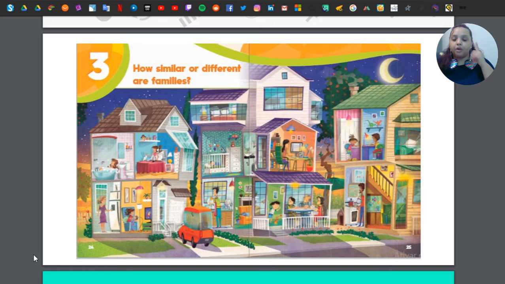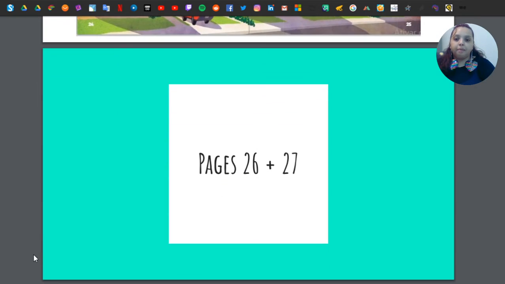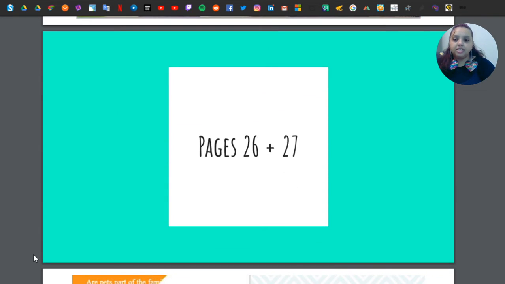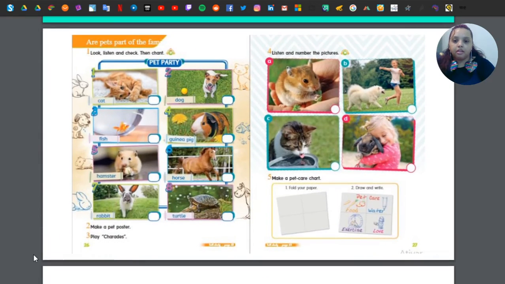This week, we are trying to answer one specific question. Are pets part of the family? Os nossos bichinhos de estimação são parte da nossa família? Vamos lá olhar? Pages 26 and 27. Lá nas páginas 26 e 27 do nosso livro.